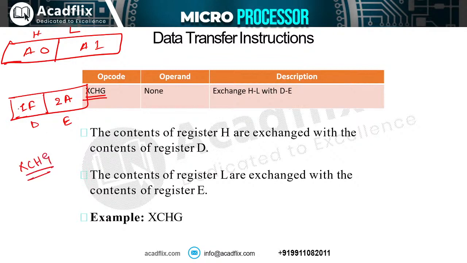That means this value will be copied to H, that is, this value will become 1F, and this value will be copied to D, that is, this value will become A0. Then this value will be copied to L, that is, this will become 2A, and then this will be copied to E, that is, this will become A1. So the values of the HL and DE register pairs will be exchanged. This is the exchange instruction.